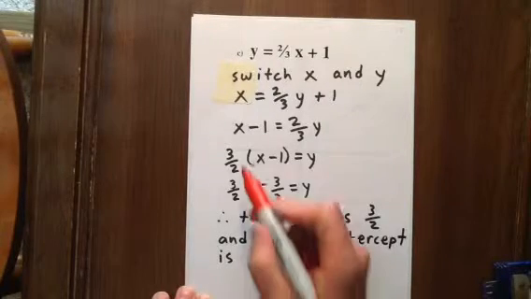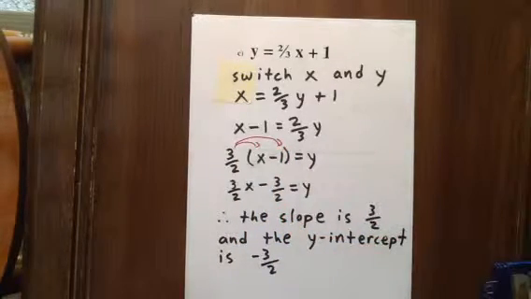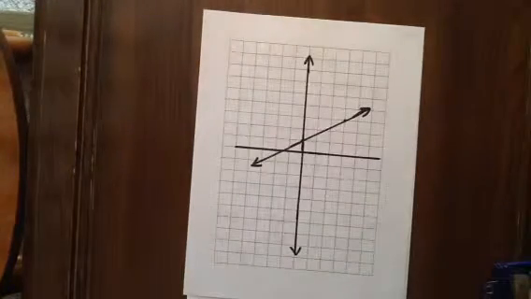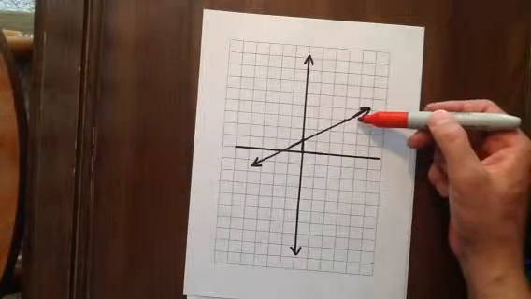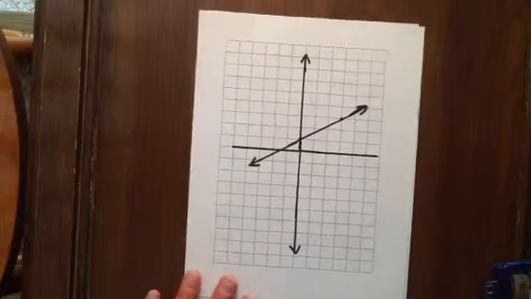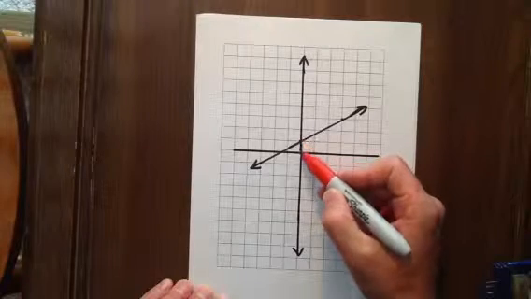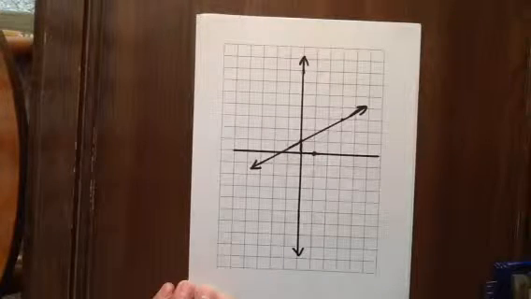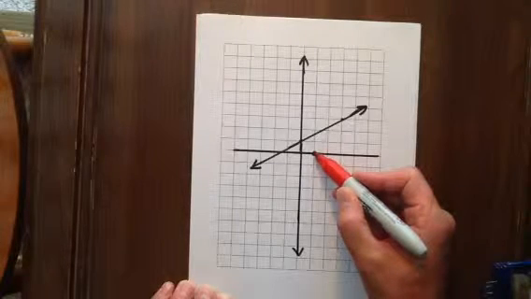And it's good to distribute that 3/2 in so that we know exactly what our slope is and exactly what our y-intercept is. The slope is 3/2 and the y-intercept is -3/2. Now, the original function was y equals 2/3 x plus 1, and that's right here. Well, we see that that function goes through a couple of different points. One of those points is (0, 1), so our inverse will go through (1, 0).